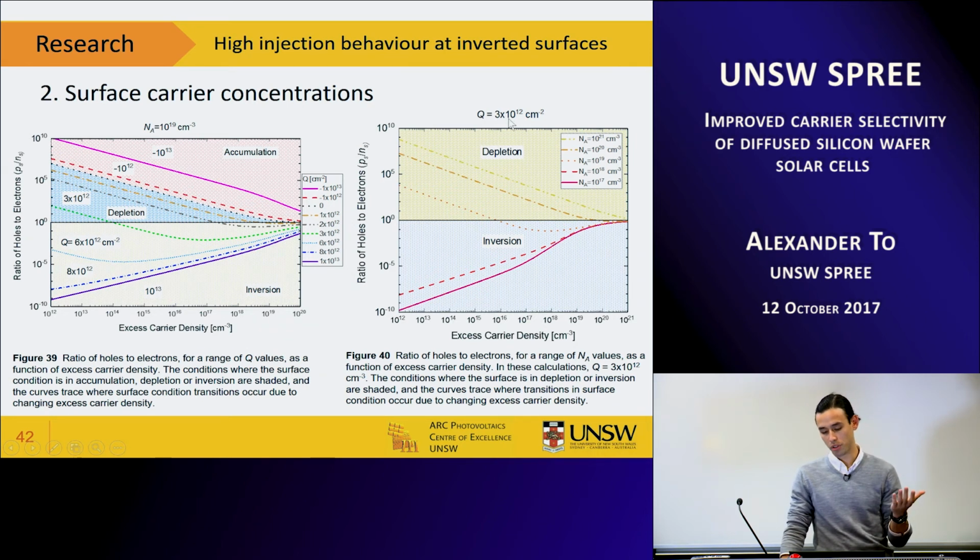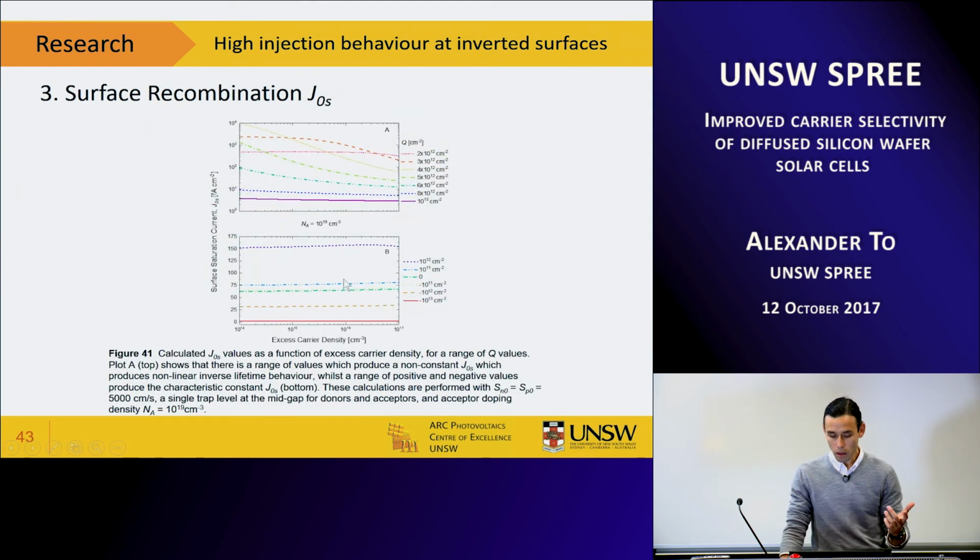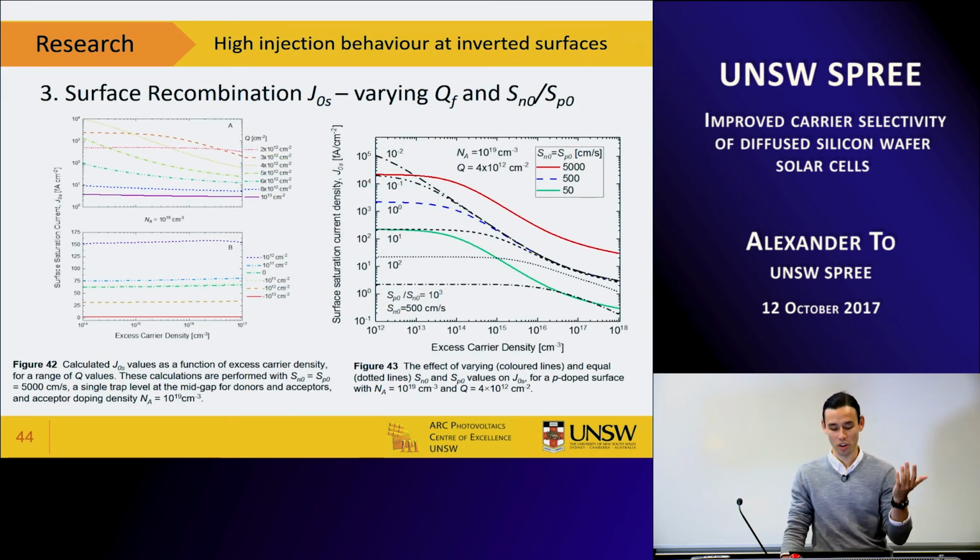And you can also plot this where you keep the charge constant and show that there's a range of doping levels, for a particular dielectric with certain characteristics, within which you can actually experience a transition from depletion into inversion or be entirely immune to such a change. So what effect does this have on the surface recombination rate? You can see that you can have a variable J0s. And since the J0s is related to the slope of your excess lifetime, your inverse lifetime curve, that sort of explains the curvature.